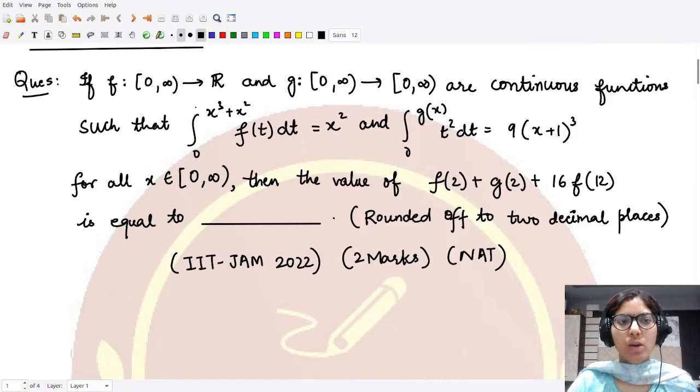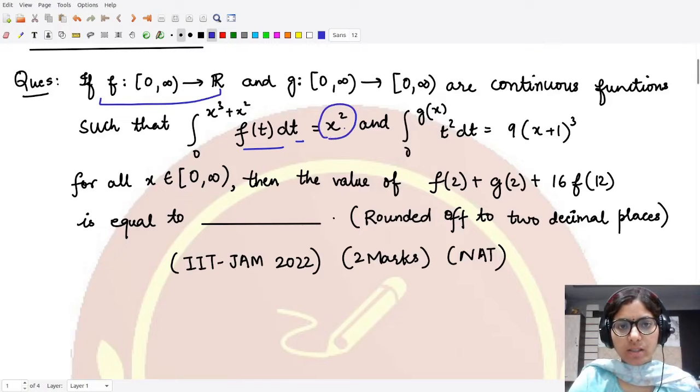Here you are given two functions. The first function is given to be this f function, which is defined from 0 to infinity to R. For this function, we are given this condition that the integration from 0 to x cube plus x square of f of t dt is equal to x square. This is given to us, right?